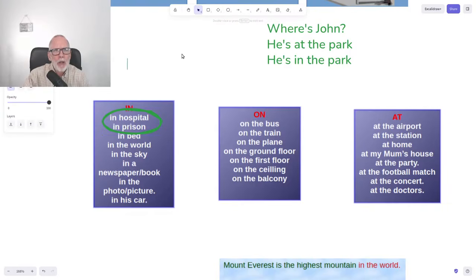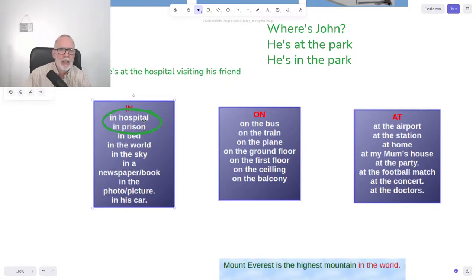Pero también podemos decir, where's John? He's at the hospital visiting his friend. So, si Juan o John está en el hospital porque está visitando a su amigo, usamos at. Pero si Juan está en el hospital porque está enfermo y está internado, decimos he's in hospital. Where's John? He's in hospital. He broke his leg.